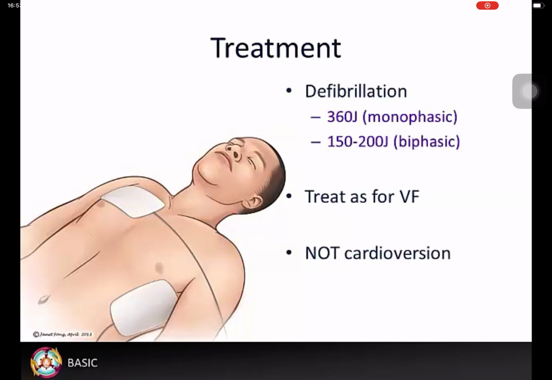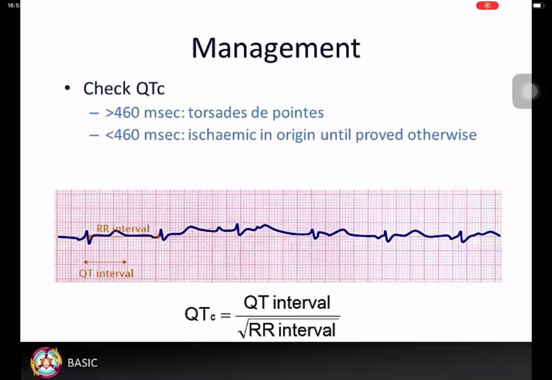The management is therefore the same as for VF. She should be treated with defibrillation, not synchronized cardioversion. Once a normal rhythm has been restored, check the corrected QT interval. This is often given automatically by modern ECG machines, but if not, can be calculated by dividing the QT interval in seconds by the square root of the RR interval, also in seconds. If the QTc is prolonged, the rhythm is torsade de pointes. If not prolonged, the cause is ischemic until proved otherwise.